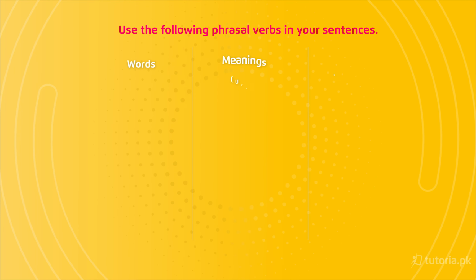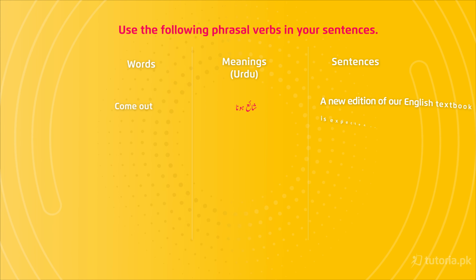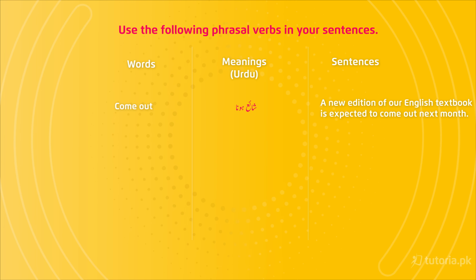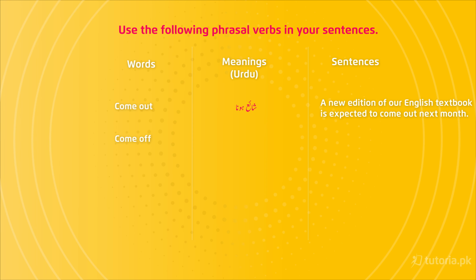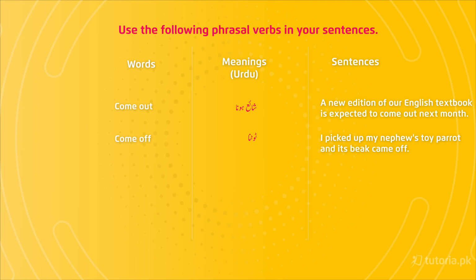Now let's move on to the third exercise related to grammar portion, where we are going to use some phrasal verbs to make some sentences. The first phrasal verb is come out, which means to be published. Its sentence is a new edition of our English textbook is expected to come out next month. The second phrasal verb is come off, which means to break off. I picked up my nephew's toy parrot and its beak came off.